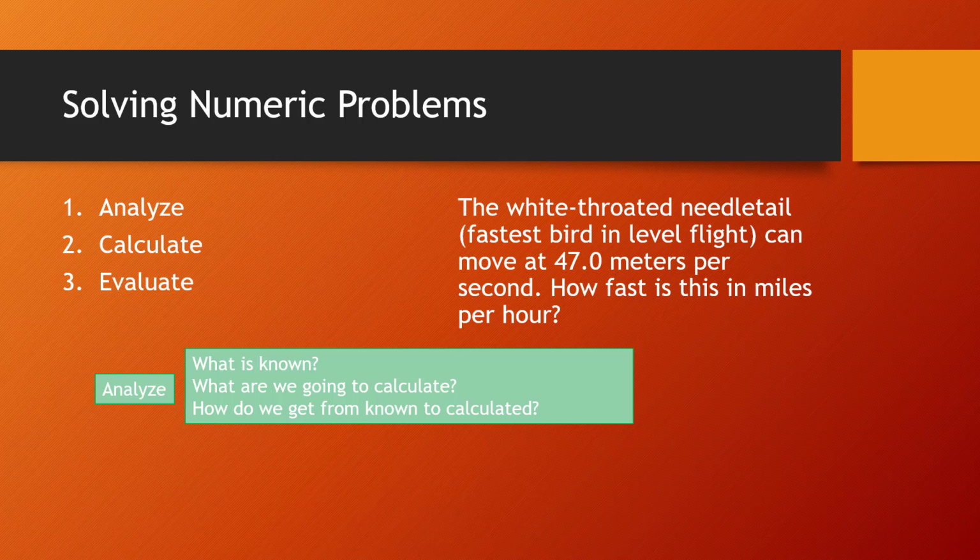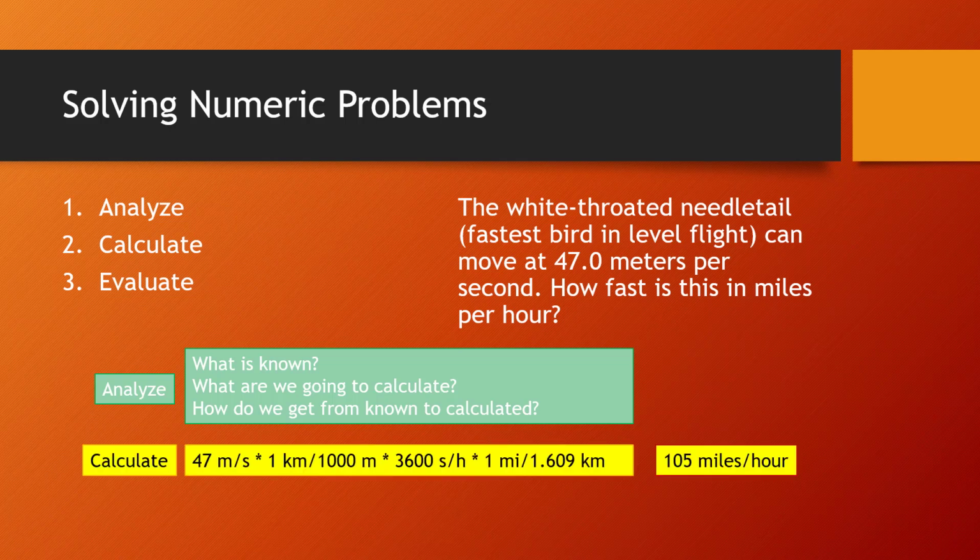Okay, we have to get away from meters to miles and seconds to hours. So we're going to need some conversion factors for that. So the calculating step is using these conversion factors. So let's first get meters into kilometers, because kilometers are a little closer to the miles per hour. So it's going to be 47 meters per second times 1 kilometer is 1,000 meters. You're going to notice the meters cancel out to get kilometers per second. And you're going to multiply this by 3,600 seconds per hour. And that's going to give you kilometers per hour because the seconds cancel out.